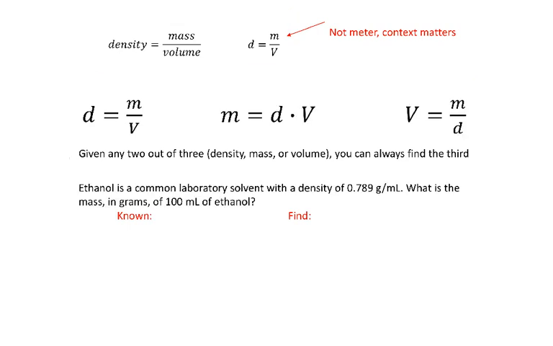Here's another question. Guess the pattern of these questions here. Ethanol is a common laboratory solvent with a density of 0.789 grams per milliliter. So we know density. What is the mass in grams of 100 milliliters of ethanol? So 100 milliliters is volume. We don't know what's the mass of that volume. So looking at our equations, if we want to find mass, it's going to be density times volume.